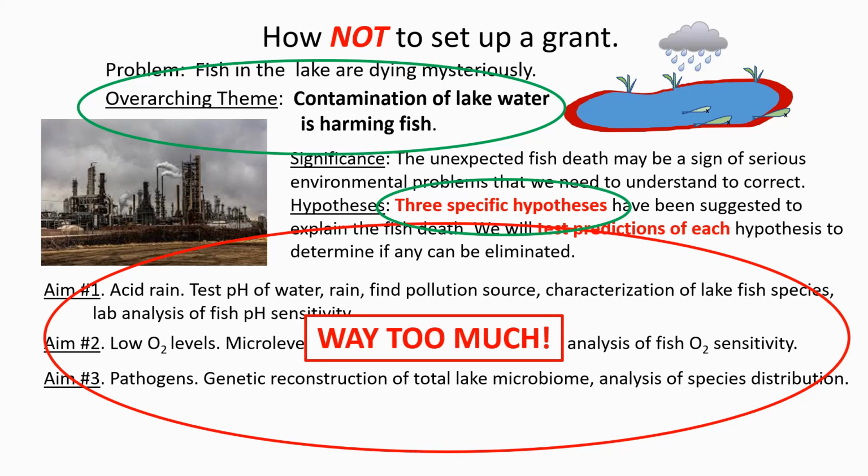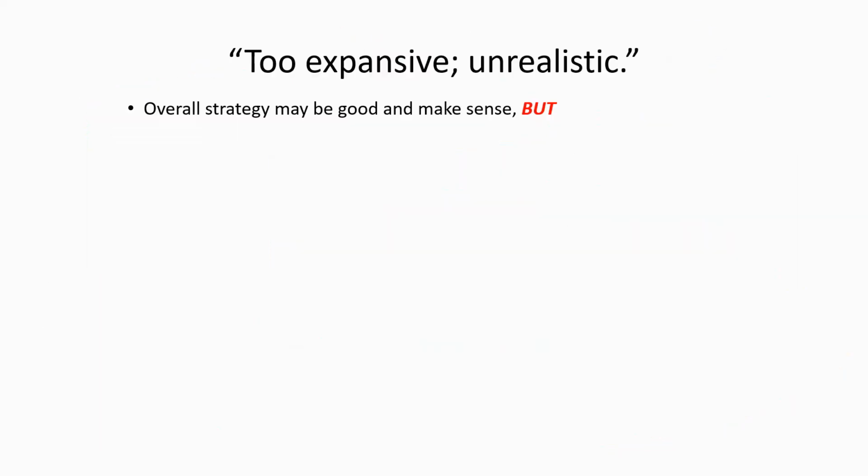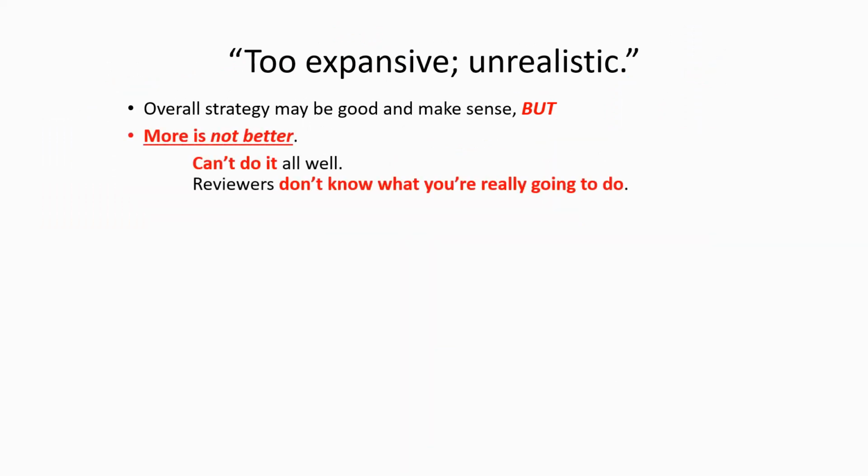Now you might say, well, what's wrong with having too much? If you have too many ideas, why is that a problem? The problem here is that although the overall strategy might look good and make some sense, more is not better. Reviewers know that you will not be able to do it all and do it all well, and they also don't know, therefore, what it is you're really going to do. And to evaluate the grant, that's what they need to know. The result is you have a grant which looks naive and impractical.